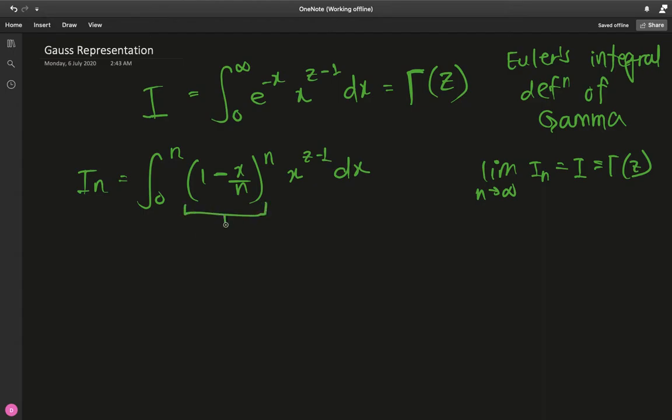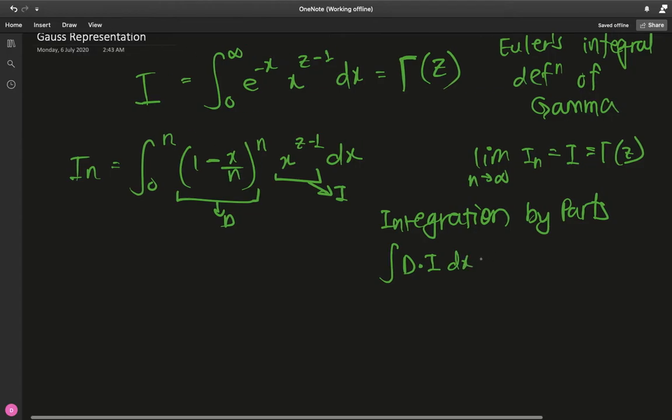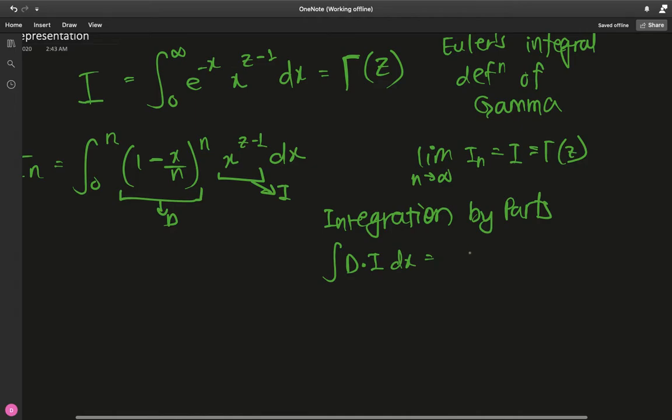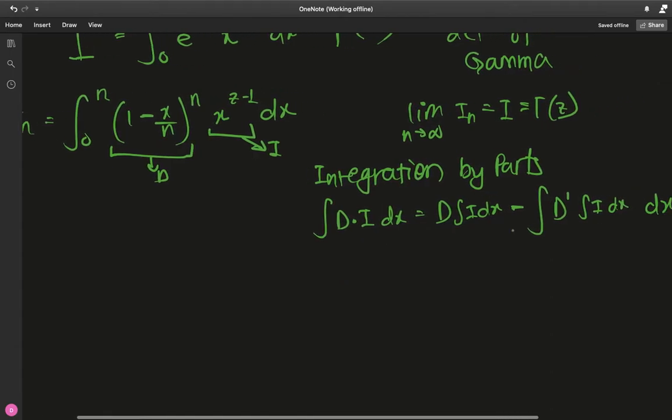It's really weird, and it will be great if eventually we can get rid of it. So what I'm going to do is differentiate this and integrate the other part, in a process called integration by parts. Integration by parts works like this: if you have the integral of some function that you want to differentiate, say d, times some function that you are eventually going to integrate, dx for example, then it's going to be d times the antiderivative of I, minus the integral of the derivative of d times the antiderivative of I of x, and all this is integrated with respect to x. So this is the formula we're going to use. I hope you know this formula by now.